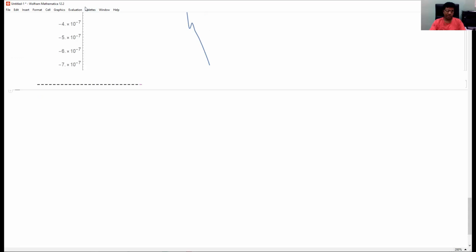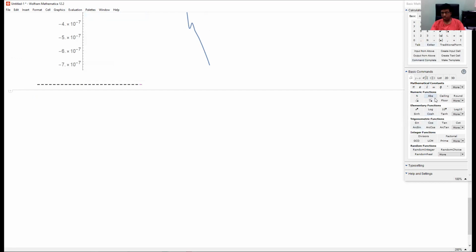If you are using Mathematica as a software, then there are different menus where you can get the benefit of these palettes. Okay, so here you can have different symbols.